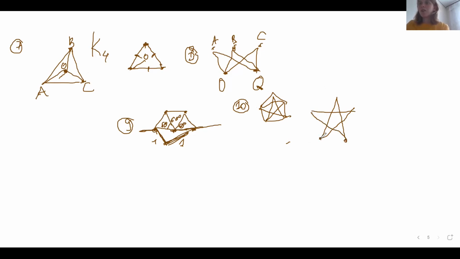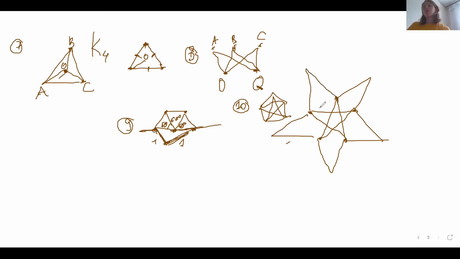And also, let me draw 5 more vertices. This would be like this, like this, like this, like this, and like this. In this graph, all the edge lengths are 1. However, this graph is not planar as it's similar to K5.